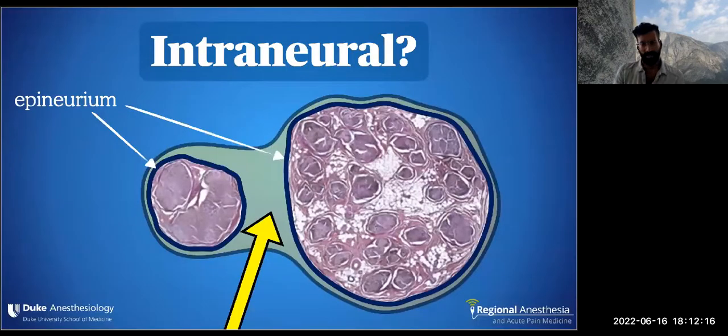This is just a little histological section of the branched common peroneal and tibial nerves, showing that the paraneural sheath is distinct from the epineurium, and there's a nice arrow suggesting that this might be a good location to drop some local anesthetic.